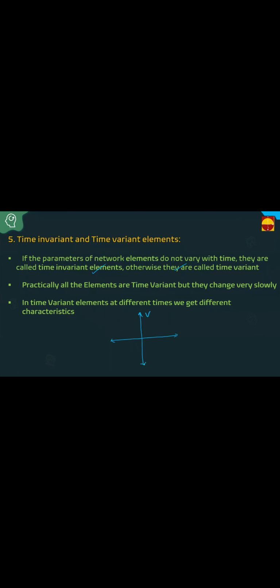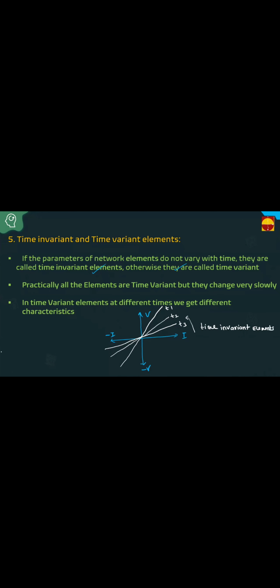Every element is practically time variant, but we are assuming time invariant because they are all slowly varying. If you draw the characteristics for different elements, at different times we can get different characteristics: this is at t1, this is at t2, this is at t3. Then it is a time variant element.